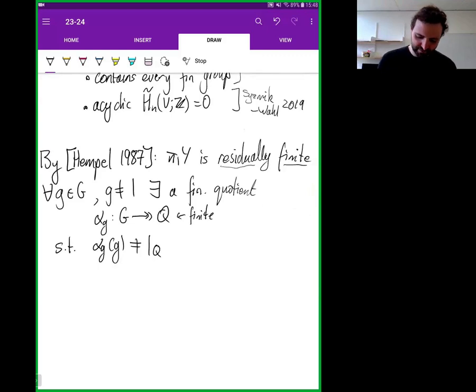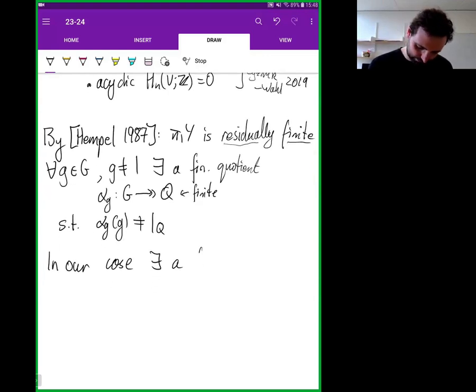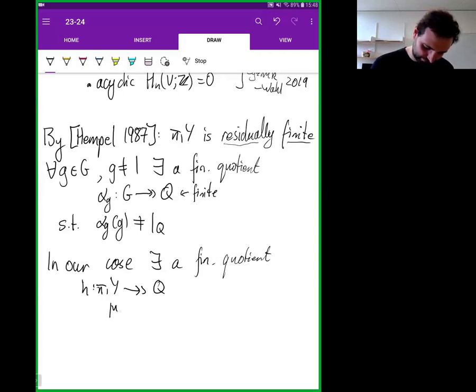Okay, so how does this help us? Well, this means in our case there exists a finite quotient, let's call it h, from pi1 of Y into some group Q, where the meridian doesn't die. So that's good.